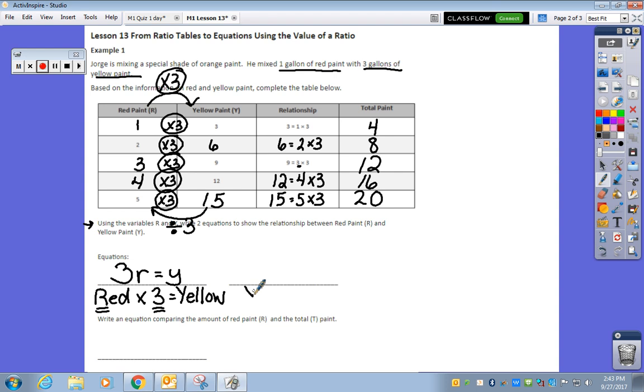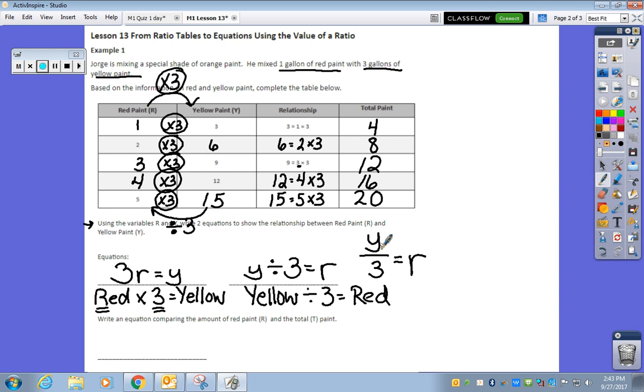So in other words, we're taking the amount of yellow paint, dividing it by 3 to get the amount of red paint. Just like we did in the previous problem, we're going to use variables instead of words. So yellow is just y. We can use the division symbol here to write it like this. But the way that you're going to see it a lot in algebra is as a fraction. So you would see this as y divided by 3 equals r.